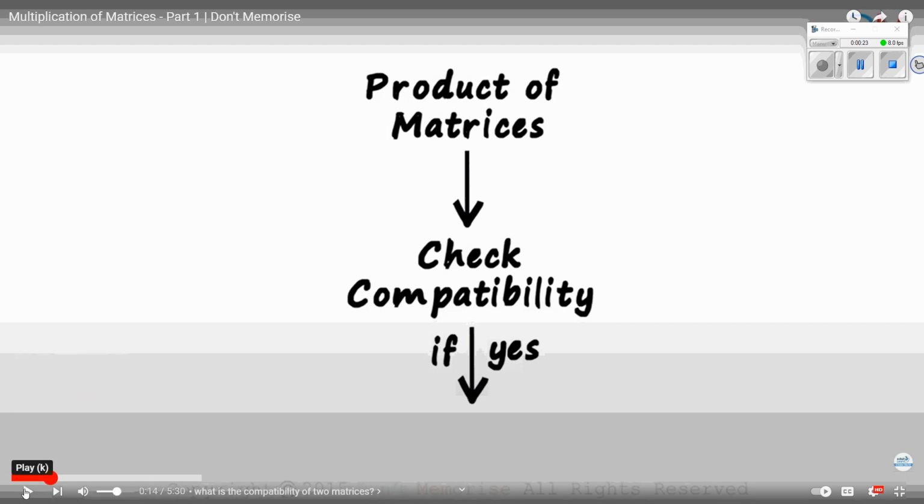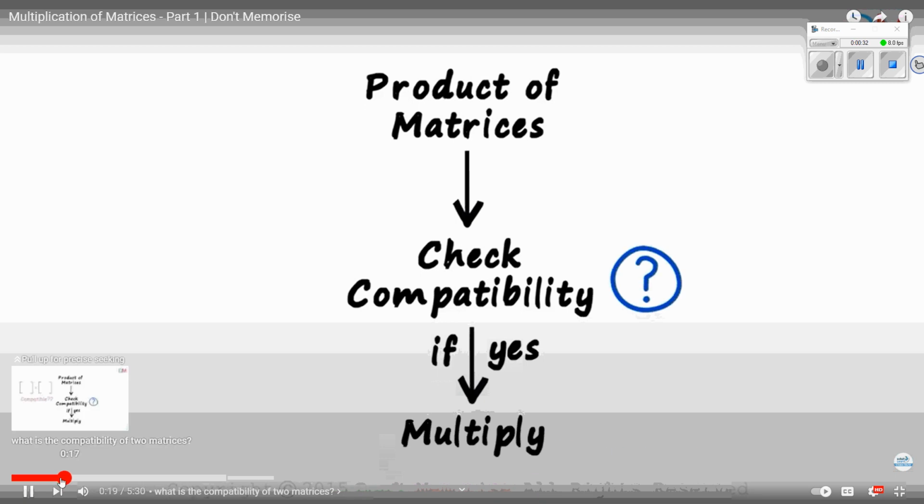So I like her animation. I think it'll help it sink in what we went over yesterday. And then, yeah. Can they be multiplied? But wait, how do we check for compatibility?